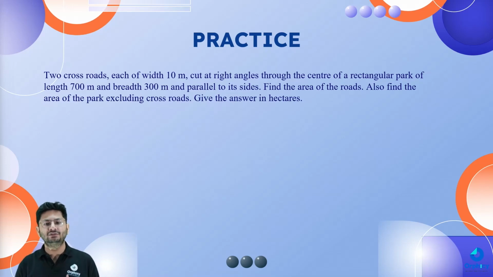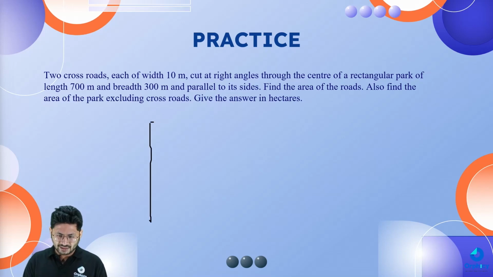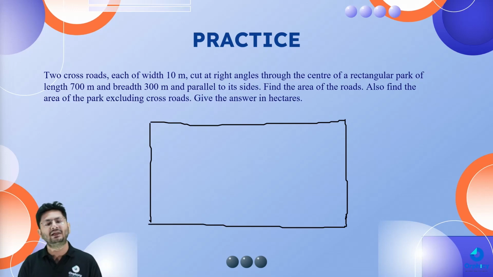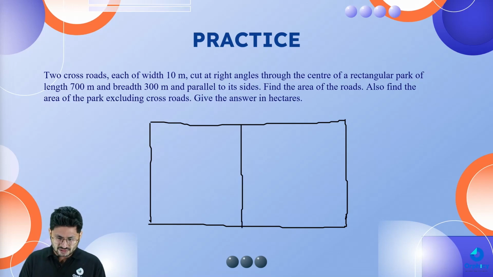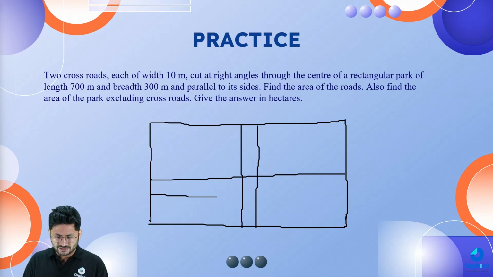So two crossroads, each of width 10 meters, cut at right angles through the center of a rectangular park of length 700 and breadth 300 meters parallel to its sides. So the figure would be formed something like this. ऐसा कुछ फिगर बनने वाला है. ये हमारा रिक्टेंगुलर पार्क है और उसके बीच में हमने दो क्रॉस रोड्स बनाई है जो कि परपेंडिकुलर है एक दूसरे पे. सो ऐसी कुछ क्रॉस रोड्स होगी, एक ये क्रॉस रोड और लेट्स से एक ये वाला क्रॉस रोड.